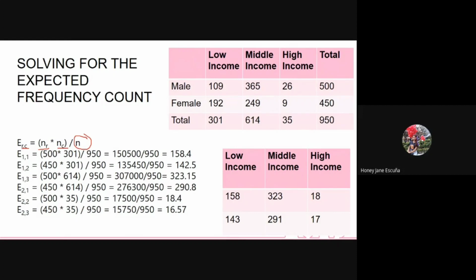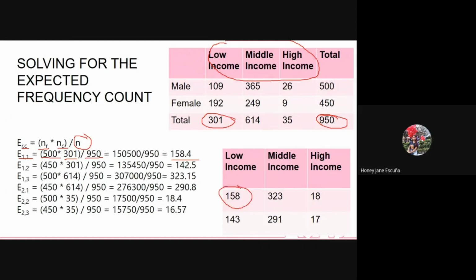So for our population R1 and level C1, we have 500 total males sample times 301, which is the total low income from male and female, divided by 950, which is the total population of our male and female from these three classes of income, equals 158.4. Rounded off, we have 158 for our first expected frequency count.